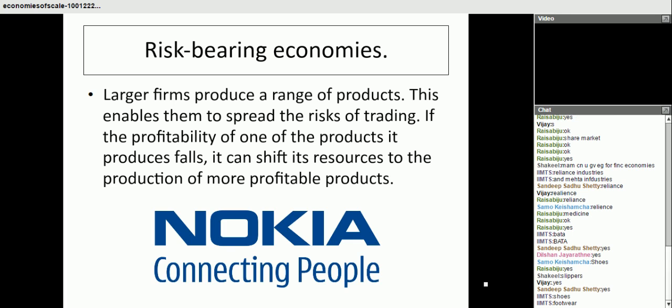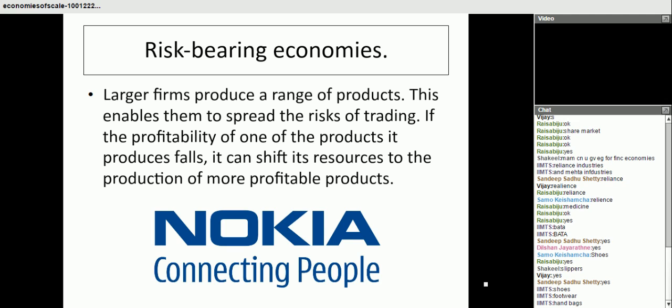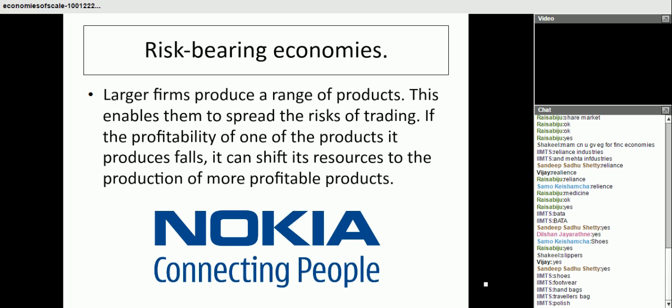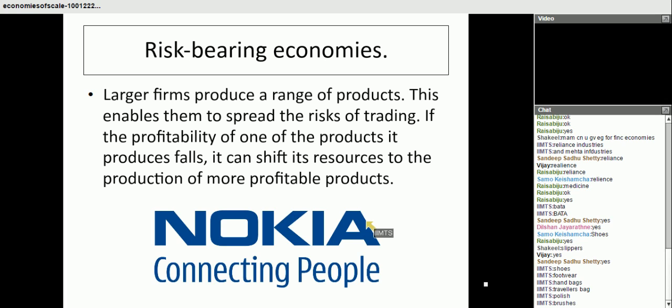So this company started as a footwear company, then it started expanding its scale of production, and now it has become a very big company. Now it is not only manufacturing footwear, it is into the business of handbags, traveler's bags, then it also manufactures shoe polish, brushes, and what else? There are many other diversified and related products which it is manufacturing.